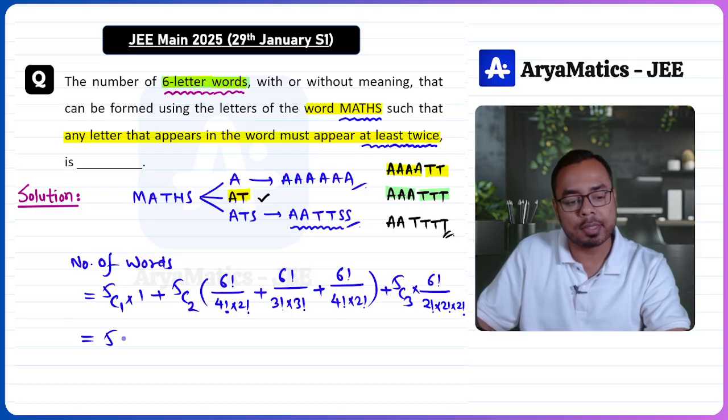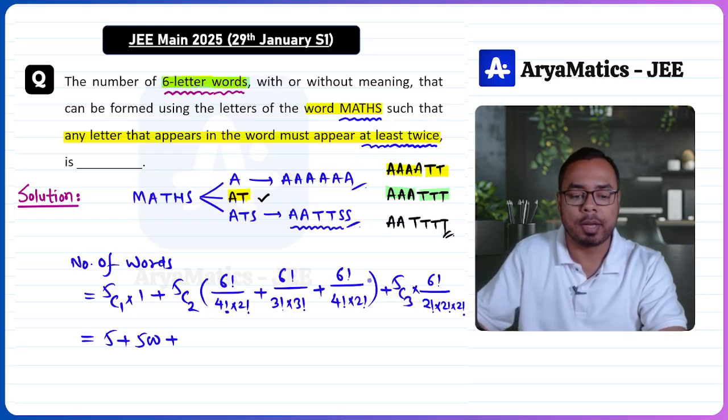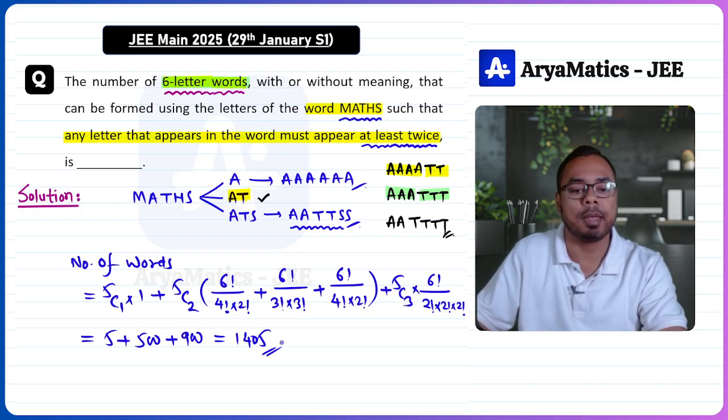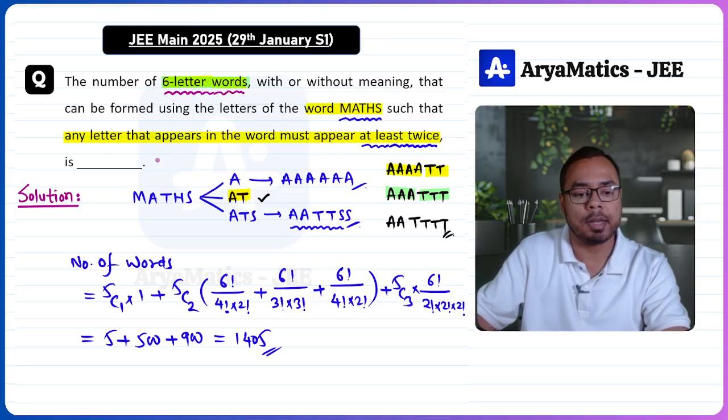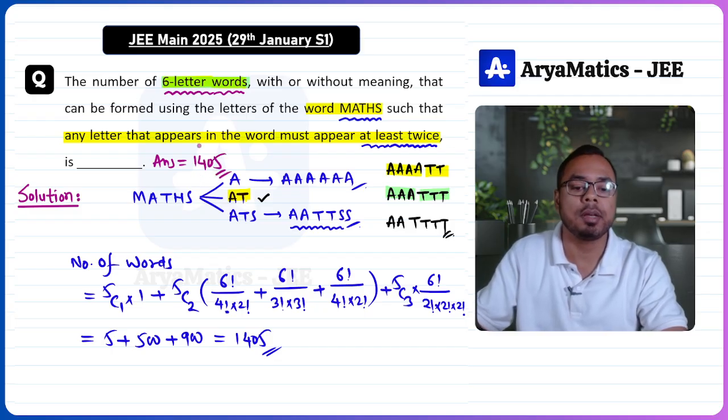And now after calculation, the first case will be 5. In the second case, you'll get 500. 5C2 will be 10, and then these numbers you can calculate. Finally, you'll get 50 here. This will become 20 plus another 15 and 15. And 5C3 into this number, that will be 900. So after calculation, finally you will get 1405, and therefore that should be the correct answer for this problem. The total number of words using those 5 letters, such that any letter that you are using, you have to use at least twice, will be 1405.